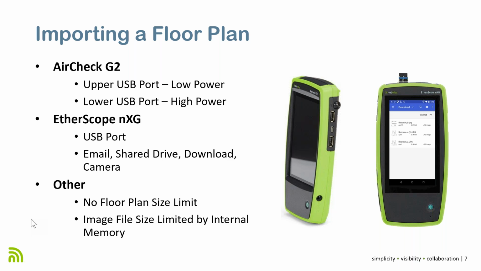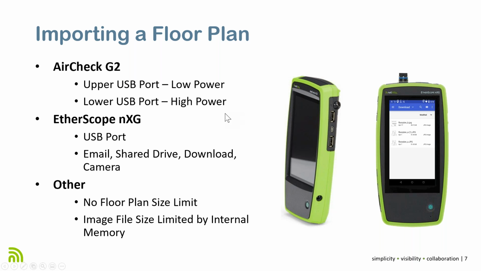As you may know, the hardware on the AirCheck G2 and the EtherScope is different, so there are a few differences in the options available to import a floor plan. On the AirCheck G2, like I mentioned a few moments ago, at this time the only option available is by USB port. We'll be adding more options in the future. Again, something to look for. But right now, you have to use one of the USB ports on the side, which we can see here in this little photo.